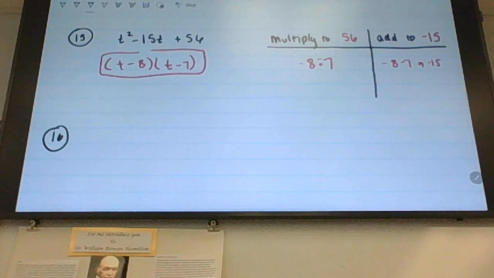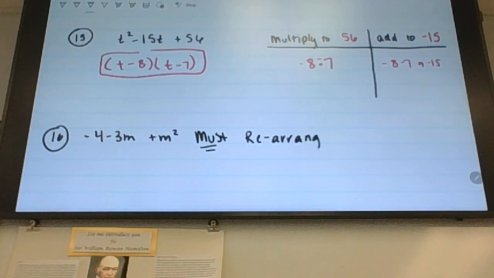So 16 is in the wrong order. You must rearrange. Move the couch by the window. Perfect. So the m squared should be first in standard form, and then the 3m, and then the minus 4 should be last. So if the problem isn't presented correctly, you make it right. Rearrange it.